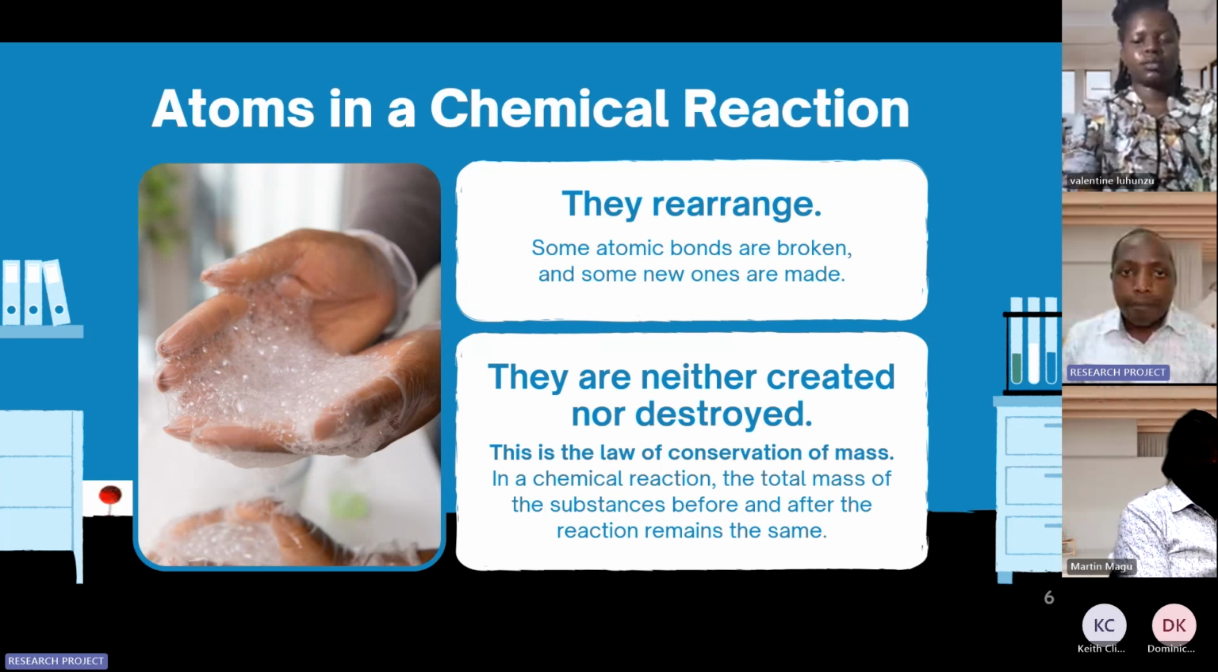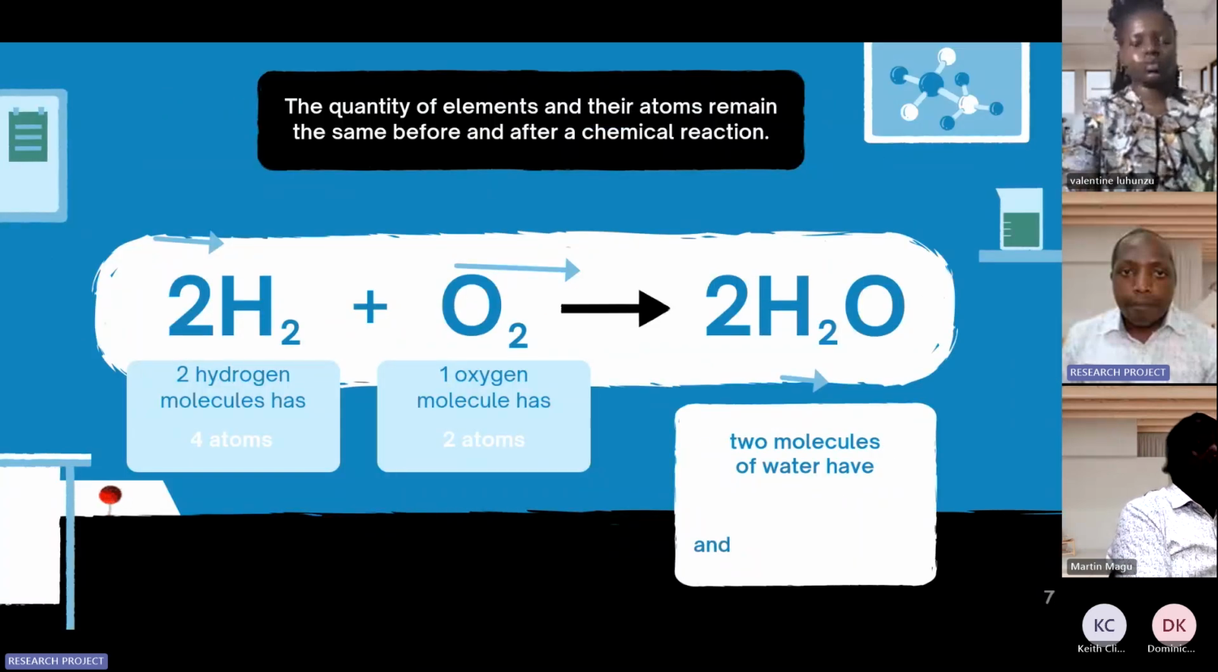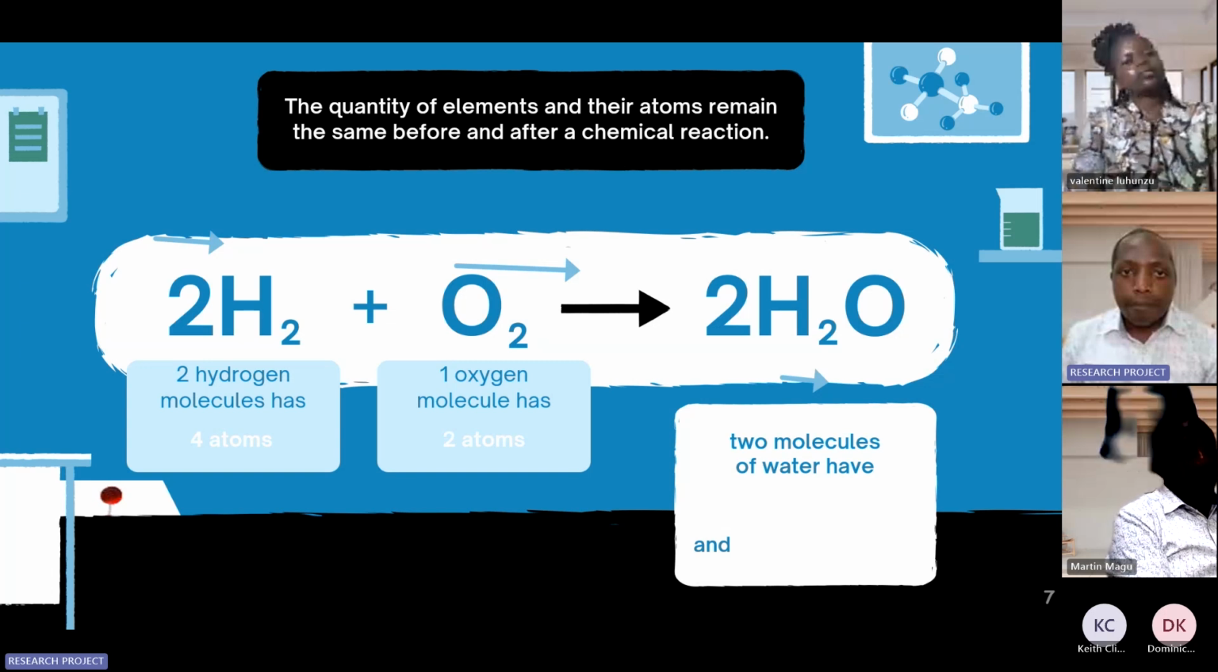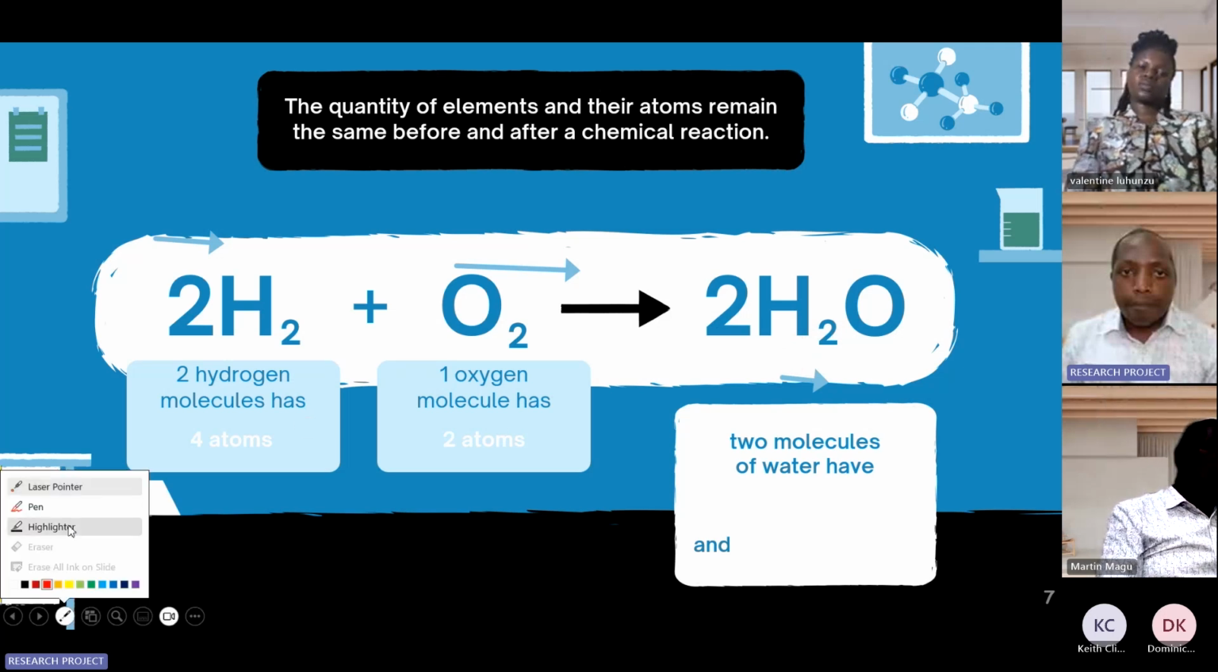So we are utilizing the law of conservation of mass, such that whatever you begin with must always end up in a final product. For example, the simplest chemical compound is water. We have two molecules of hydrogen, which has four atoms, then one oxygen molecule comprising two atoms, combining to form two water molecules.